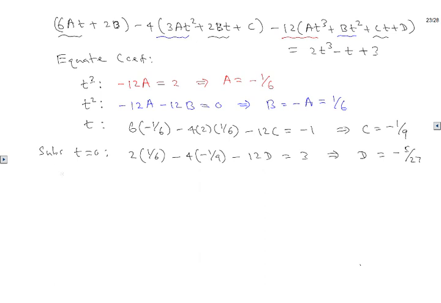So the particular solution is y_p = −(1/6)t³ + (1/6)t² − (1/9)t − 5/27.